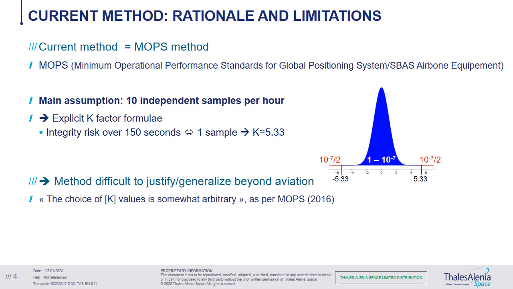For aviation approaches, the rationale adopted in the MOPS assumes that there are 10 independent samples per hour. Thanks to this assumption, K factor is explicit. However, it is difficult to justify. Indeed, it is recognized in the MOPS that the choice of K values is somewhat arbitrary.